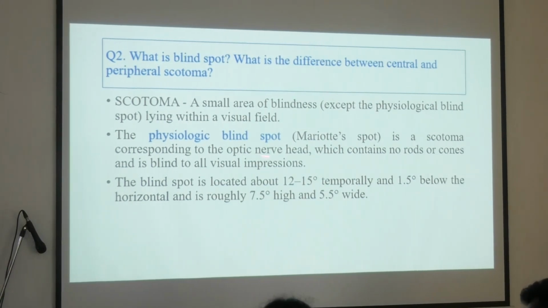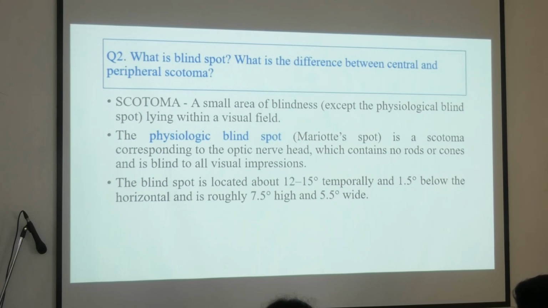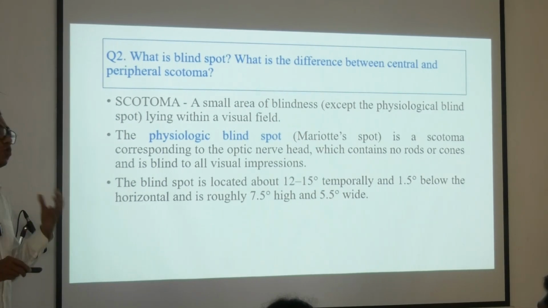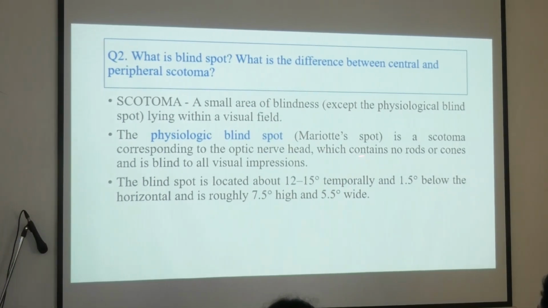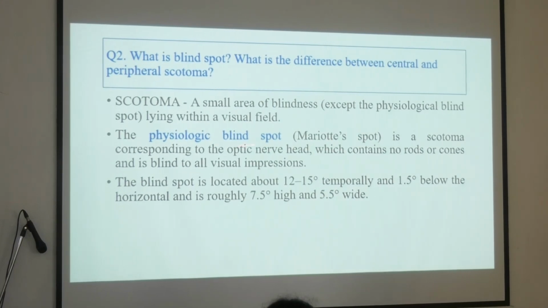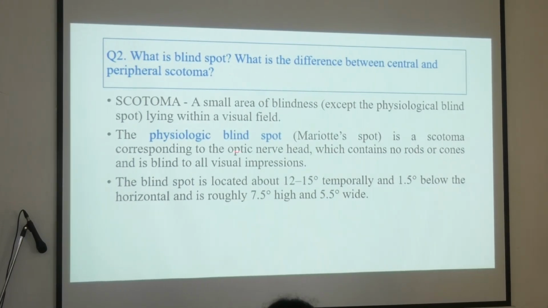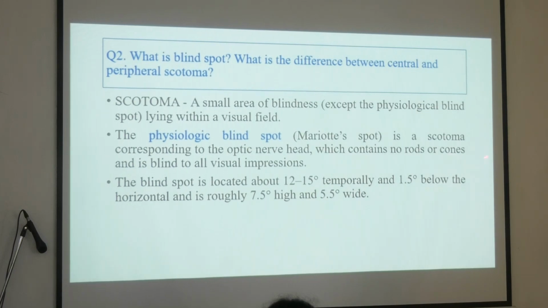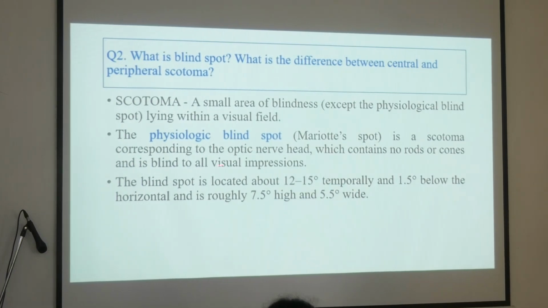It represents the optic nerve head, where there is no rod or cone cell. So the physiological blind spot is a scotoma corresponding to the optic nerve head, which contains no rods and cones and is blind to all visual impressions.